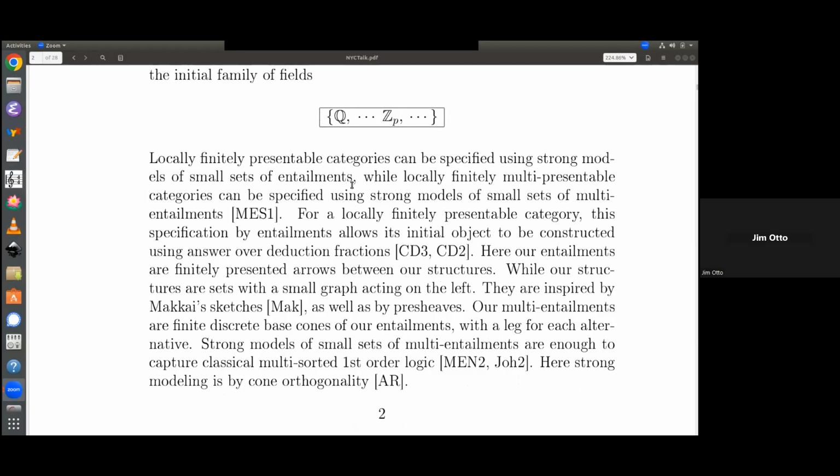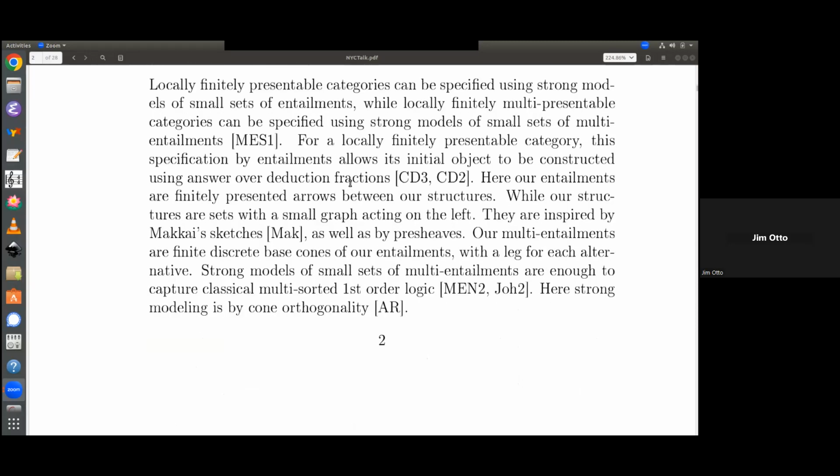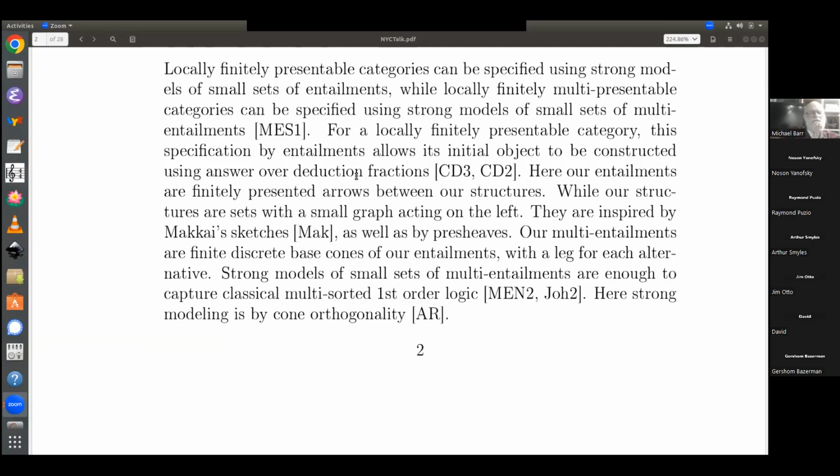So if I have enough time at the end of the talk, I will talk about presenting doctrines using either entailments or multi-entailments. And the neat thing about doing that is that when you can present by entailments, not only is it locally finitely presentable, but you have a systematic way to construct the initial category using Ore-style deduction fractions. Whereas when it's only multi-presentable, then you instead have an initial family of categories.